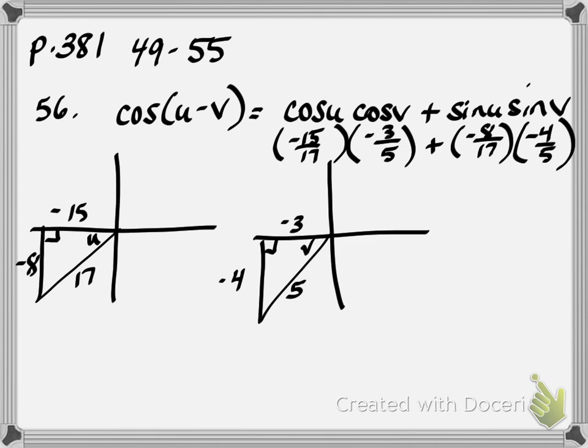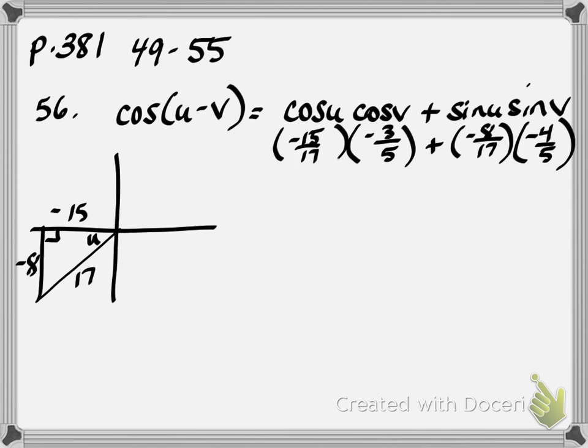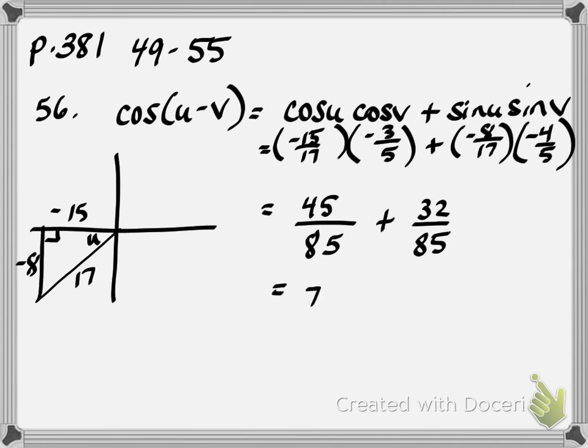Yeah, I'm going to get rid of my triangles so I can keep working here. So now we just multiply these fractions, 45/85 plus 32/85. So that is 77/85, and that's our answer.